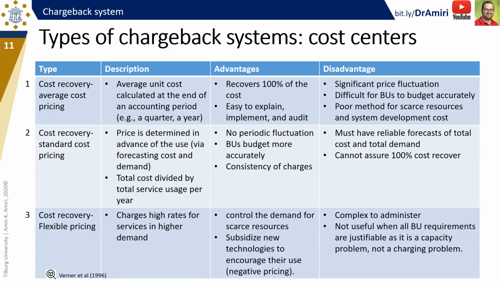So the first type of chargeback system under cost centers is average cost pricing. What happens is that at the end of an accounting period, which can be a quarter or a year, you calculate the total cost and then the average unit cost, and then you see how much IT services were used by different departments, and you send the bills to those business units.